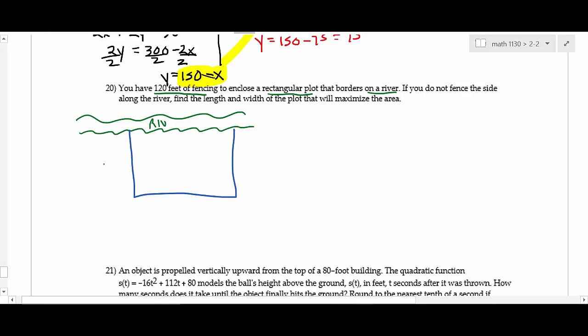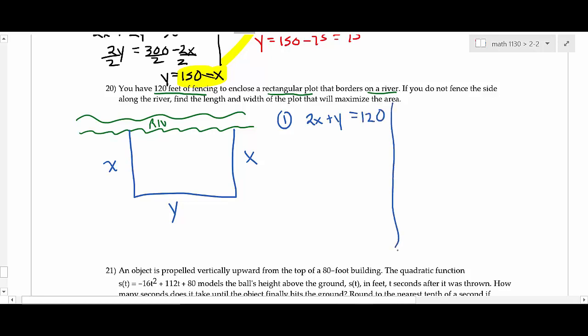And then again, you label this however you want to. I'm going to call that X and Y. And you can do that backwards. That's totally up to you. Okay, so we want to get 2 equations. The first equation, how does X and Y relate to 120 in this problem? It's different than the last problem. What is it now? It's X plus Y equals 120, because there's only 3 sides, because we're not counting the river. So what you would end up having for your equation is 2x plus y is equal to 120. Okay, so that's what you have.